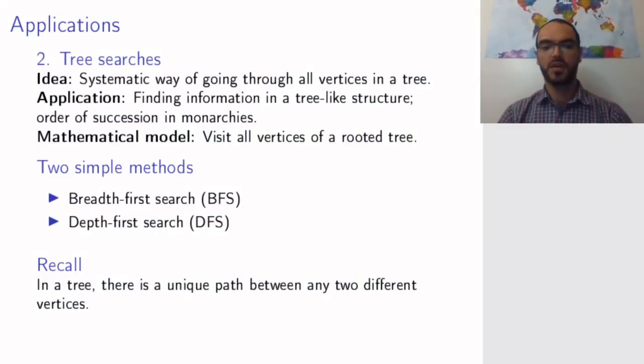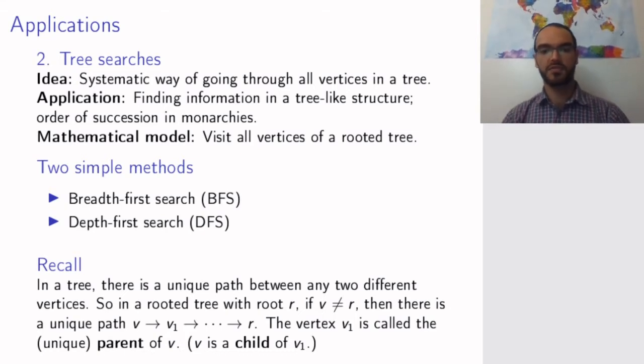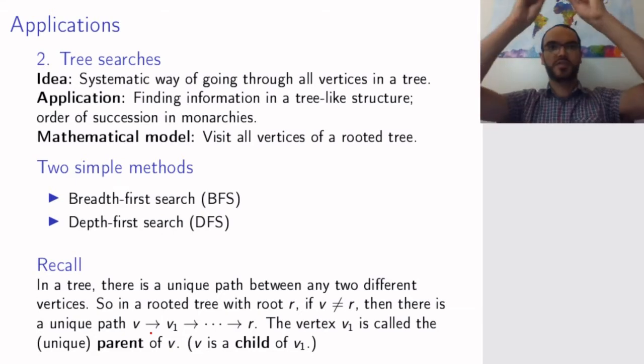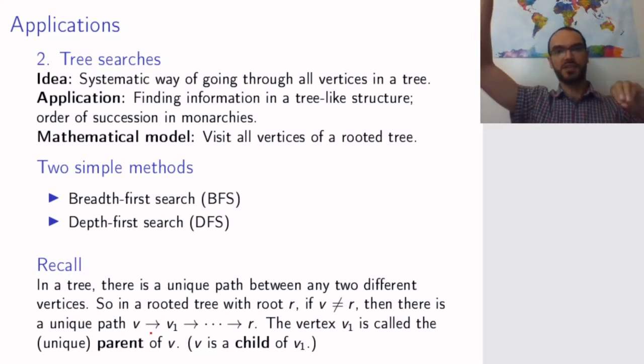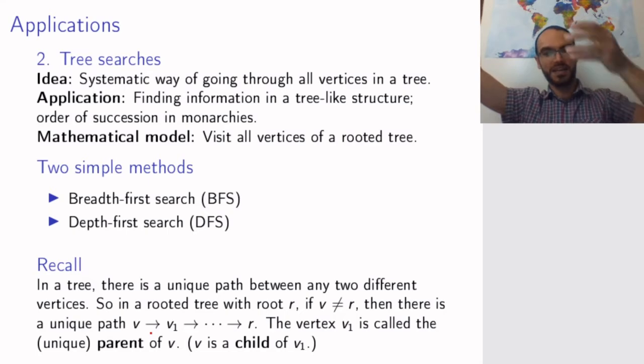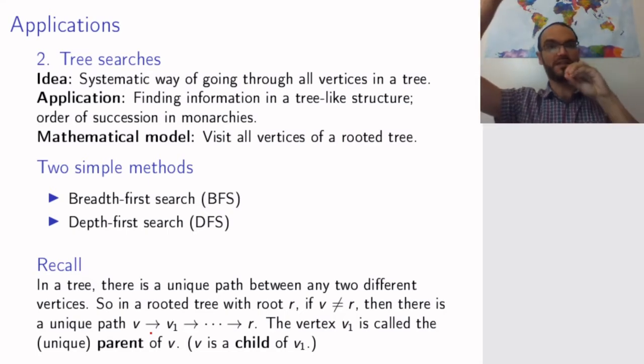With this in mind, if you have a rooted tree with a root R, so remember it's a tree where you have chosen a vertex that you call the root, then between any vertex different from the root, there's a unique path, V, V1, etc., coming to the root. And so just to introduce some terminology, the vertex V1 is called the parent of V, and you call V a child of V1. So you imagine some sort of family tree, and then the root is somehow the oldest ancestor, and any person has a parent. Well, because of the way trees work, any person has a unique parent, but one parent might have multiple children.